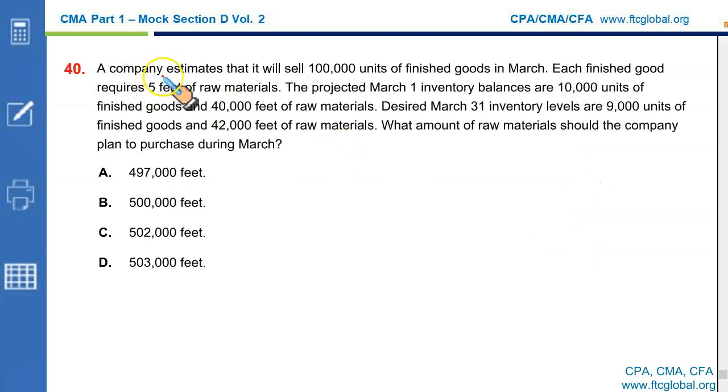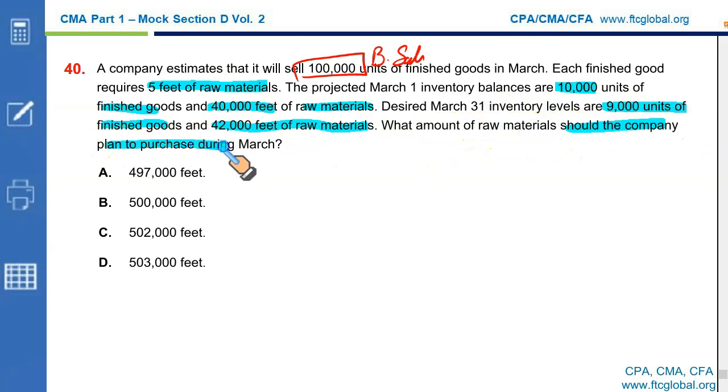Next, question number 40. A company estimates that it will sell 100,000 units of finished goods in March. That's your planned sale, or what you call the budgeted sales. Each finished good requires 5 feet of raw materials. Projected 1st March inventory balance is 10,000 units of finished goods and 40,000 feet of raw material. This is the opening stock. Desired March 31st inventory levels are 9,000 units of finished goods and 42,000 feet of raw material. What amount of raw material should the company plan to purchase?